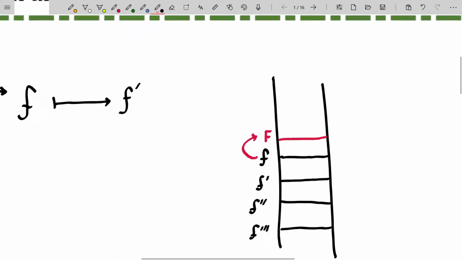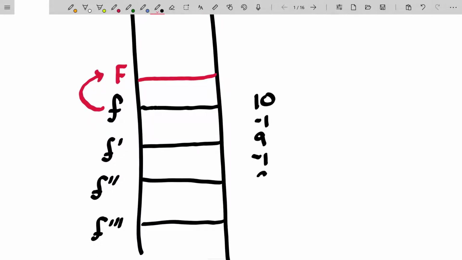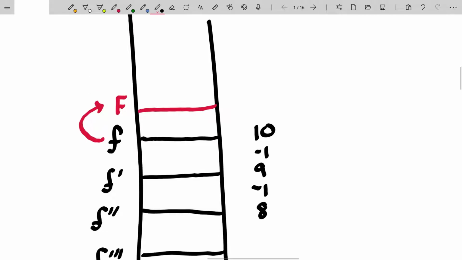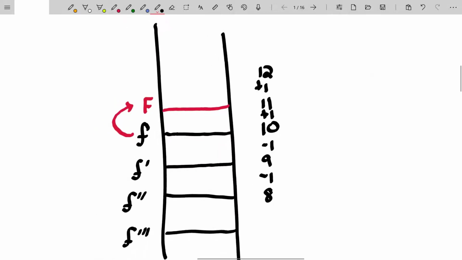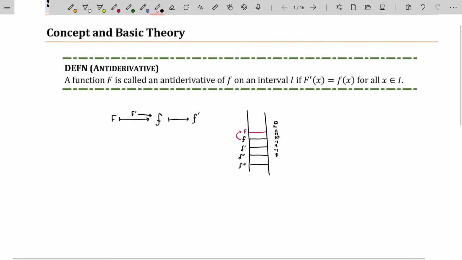I guess I think of it this way as well, like subtraction. So if you're at the number 10, you would subtract a level to get to the number 9, and you would subtract a level to get to the number 8, and so on and so forth. And anti-differentiation is like addition. You would add a level to get to the number 11, and you would add a level to get to the number 12, and so on and so forth.